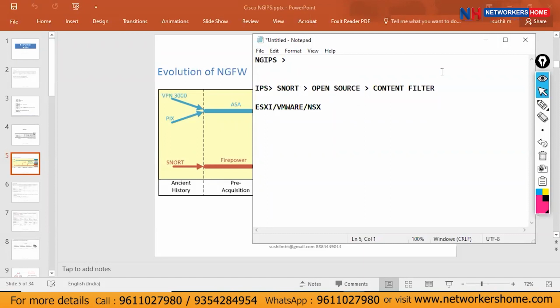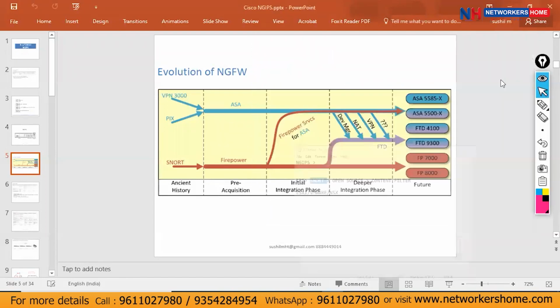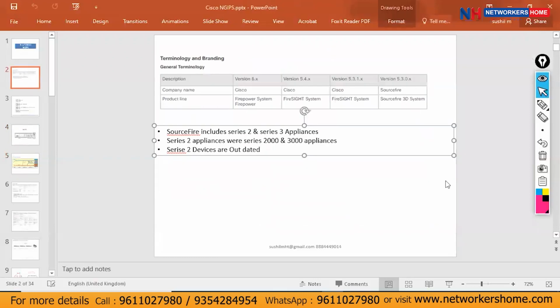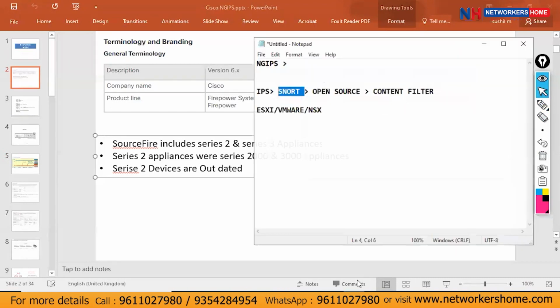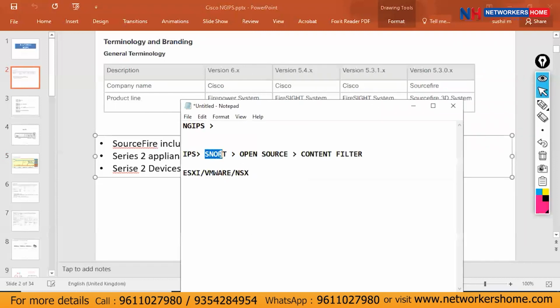Now, later on, what happened? The entire engine, the entire company of the Snort products, was acquired by a company called Sourcefire. They liked that Snort engine very well, so they acquired the Snort product. This IPS was a product of Snort, and Snort was again acquired by whom? Sourcefire. Now Sourcefire introduced a new device in which they used the Snort engine, basically the IPS engine.